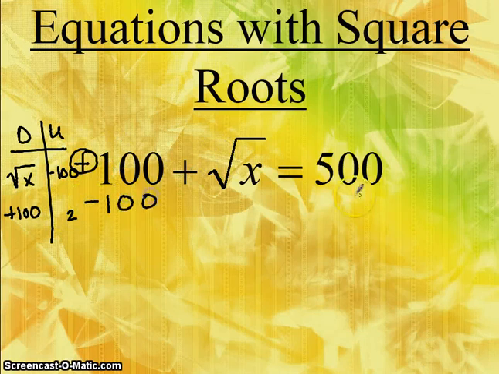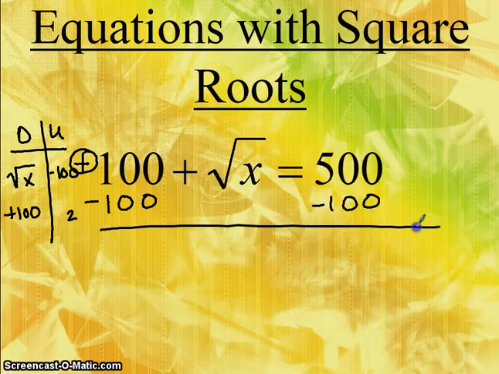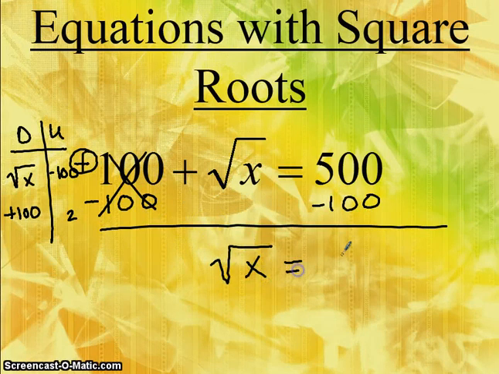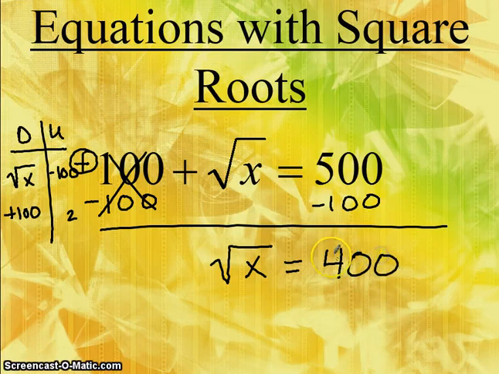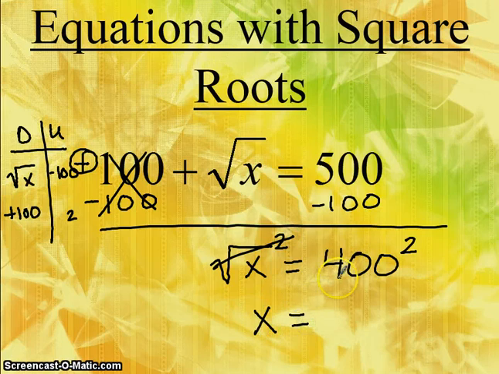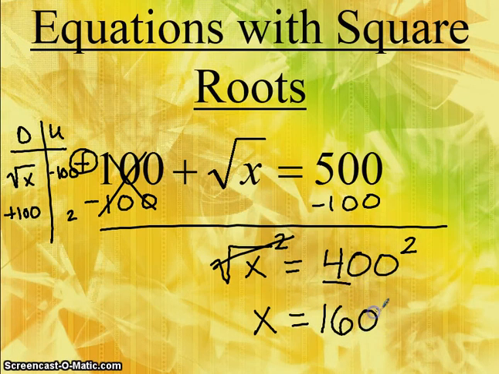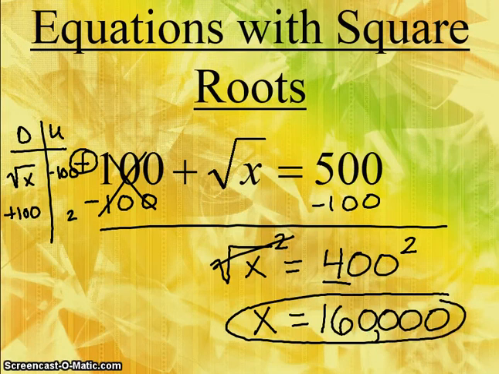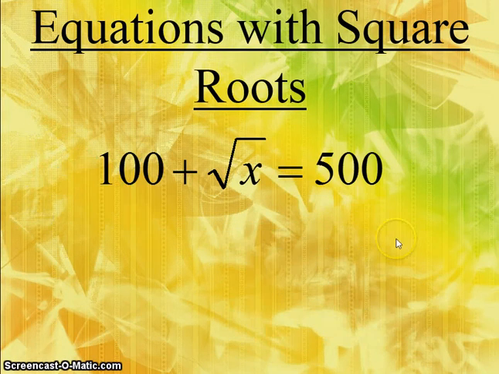So we'll subtract 100 from each side. 100 minus 100 makes 0. So we get the square root of x equals 400. So we're going to square each side. The square and the square root cancel out, so we get x equals 400 squared, which would be 400 times 400. Well, I know that 4 times 4 is 16, and we would need 4 zeros, so we get 160,000. That's the only value of x that will make this equation true.